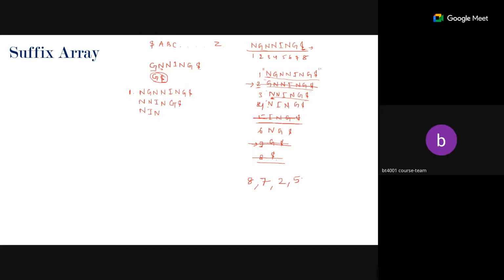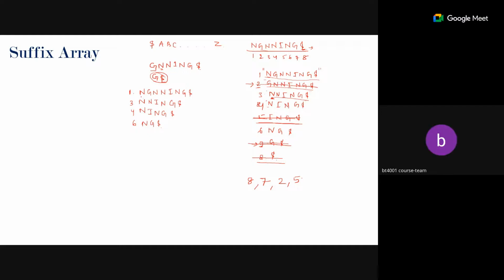See, let me just write here. One second. Okay. NING dollar. This is 3. This is 4. This is 6. So 6 we have NG dollar. From here N is the same, so we'll go to the second character. Second character G will come first, right? G precedes I and N. So we will have G first.